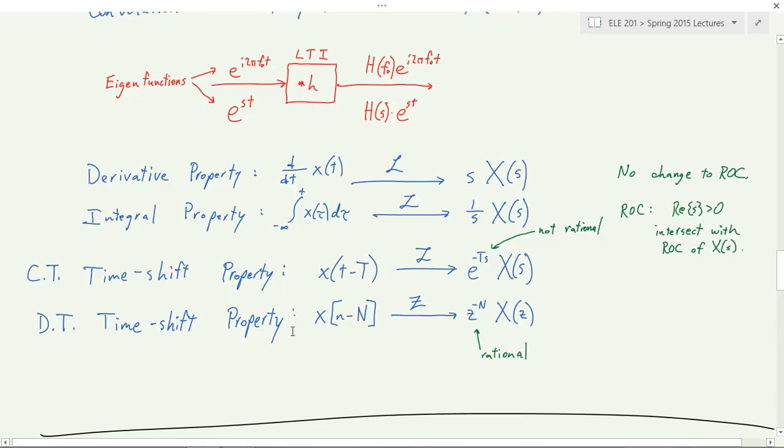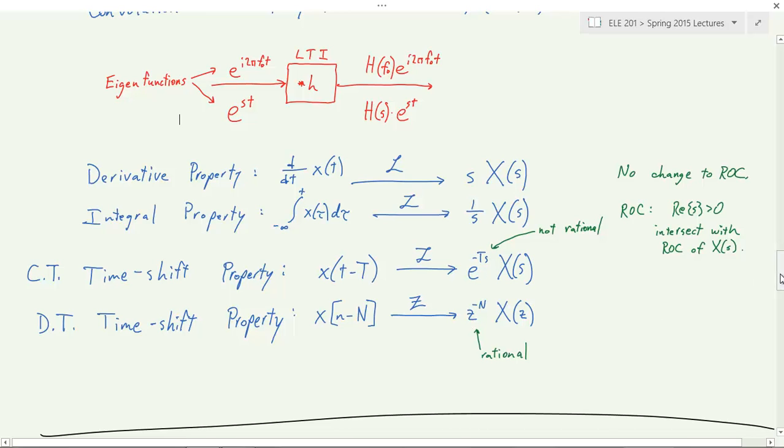So let's write this out. It's the same property. If you delay by an integer or advance by an integer, let's use capital N to denote the delay, then the Z transform is just the original one times z to the negative N. Notice that this rule is exactly the same, but you've replaced e to the s with z. Okay? So it's the same rule.